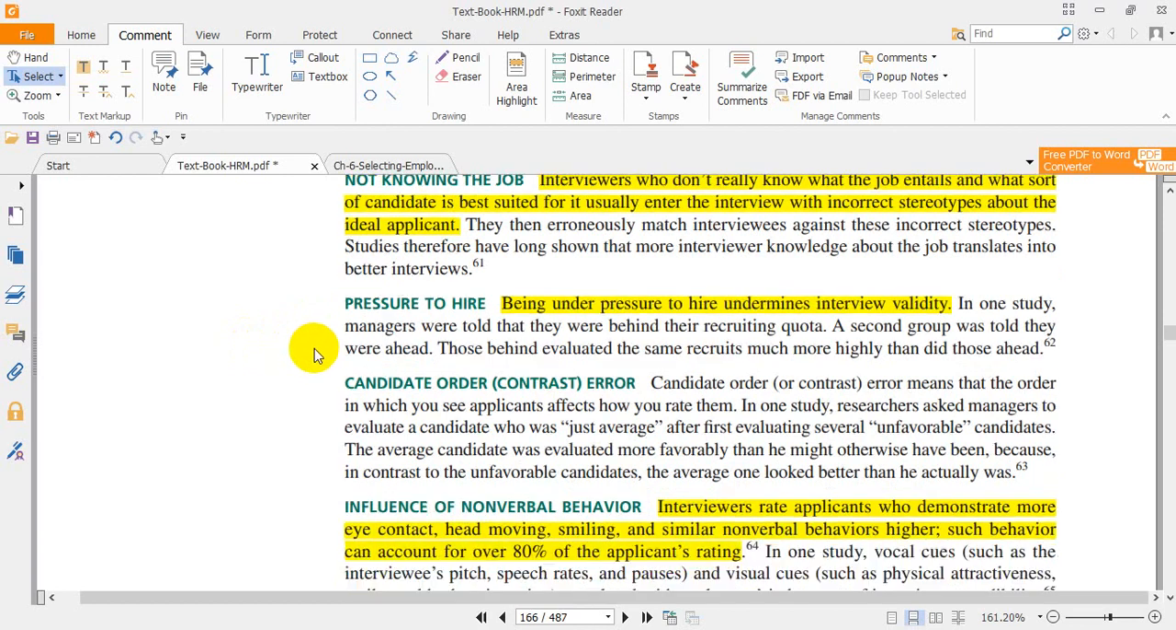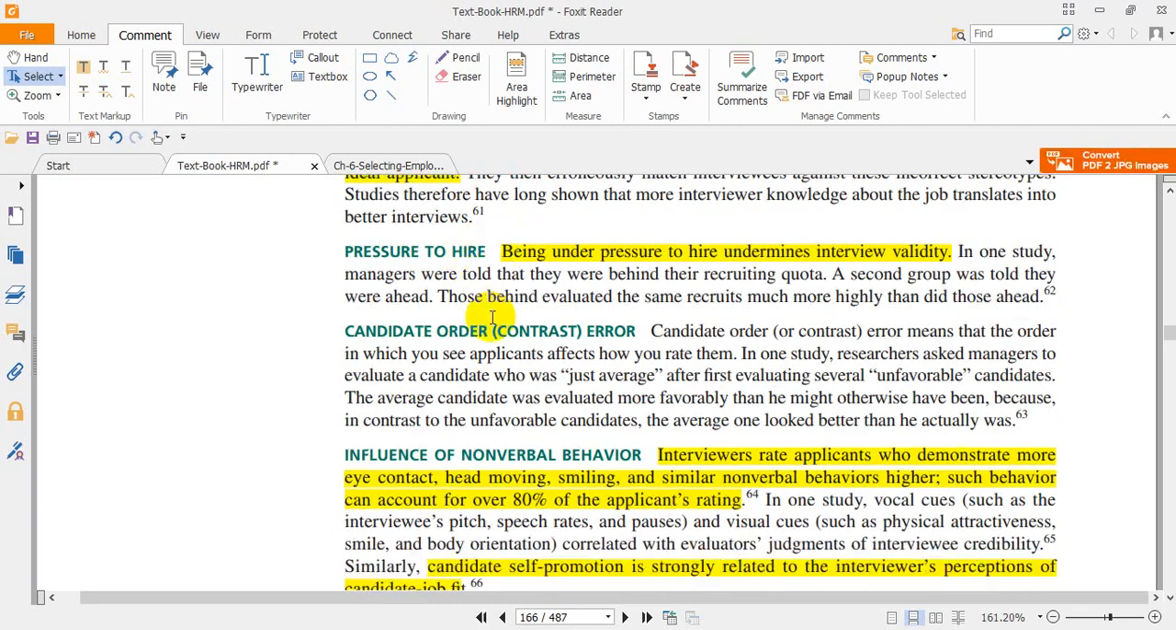Pressure to hire. Another mistake is being under pressure to hire, which undermines interview validity. When the company or the employer is pressured to hire some person or some sort of employees.